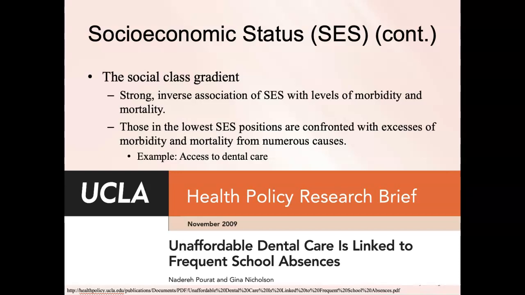We often see a strong inverse association of socioeconomic status with levels of morbidity and mortality, meaning that people of really low socioeconomic status tend to have really high levels of morbidity and mortality for different diseases. In the United States in particular, those in the lowest socioeconomic positions are often confronted with a large excess of morbidity and mortality from different causes. We saw this in COVID-19, especially when it came to type of occupation. Some people were exposed to COVID more frequently than other types of occupations.